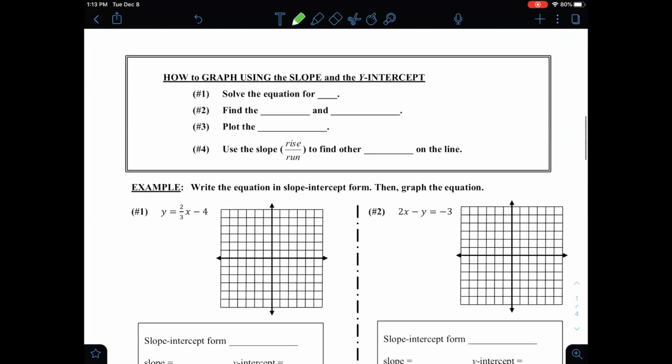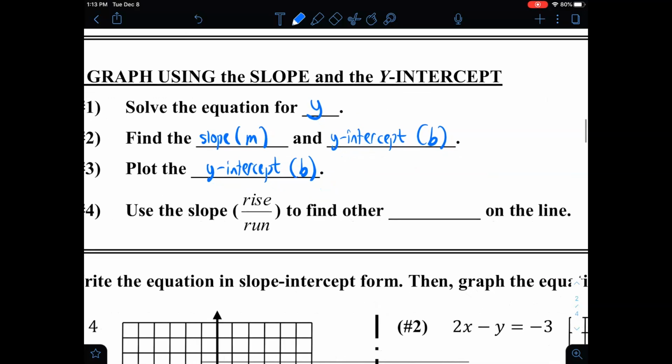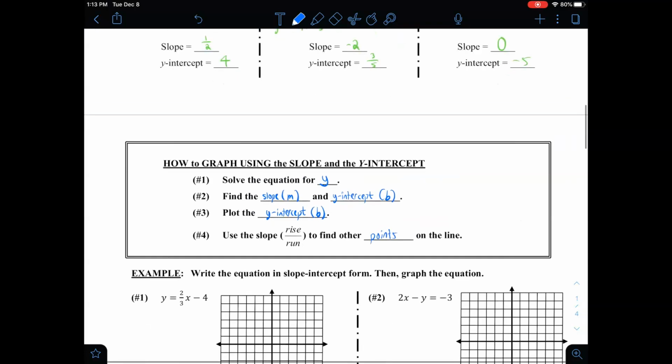Okay, moving on. All right, how to graph using the slope and the y-intercept. So here are the steps. First thing you're going to do is solve the equation for y, get y by itself. Then you're going to find the slope, which is m, and the y-intercept, which is b. You're going to plot the y-intercept, or b. And then we're going to use the slope, rise over run, to find other points on the line. Okay?